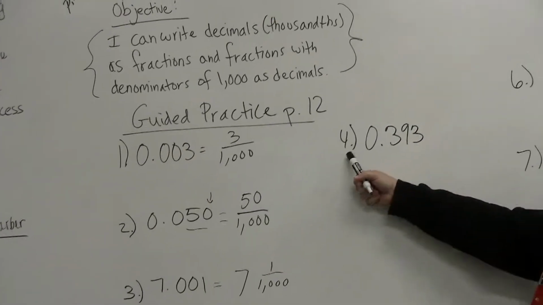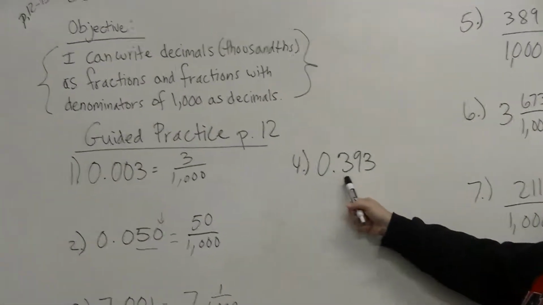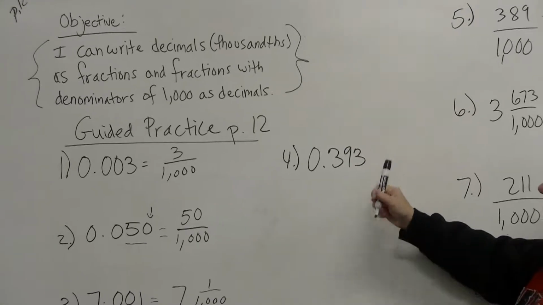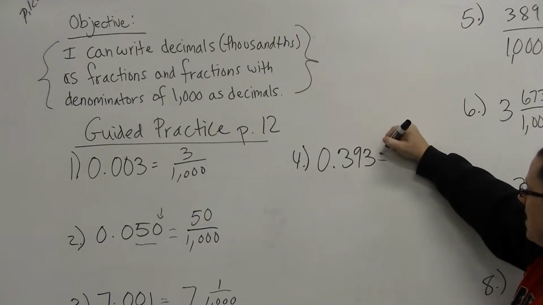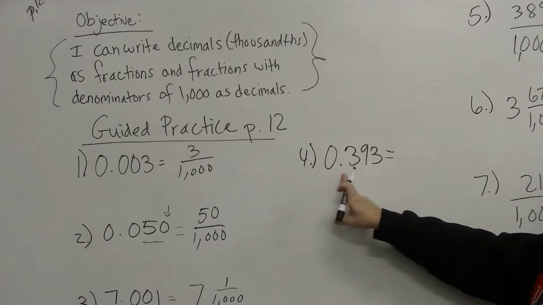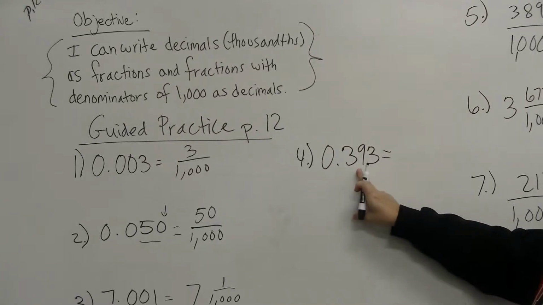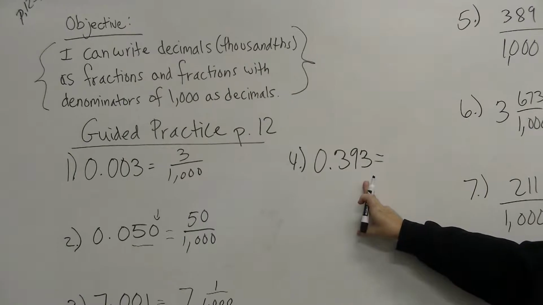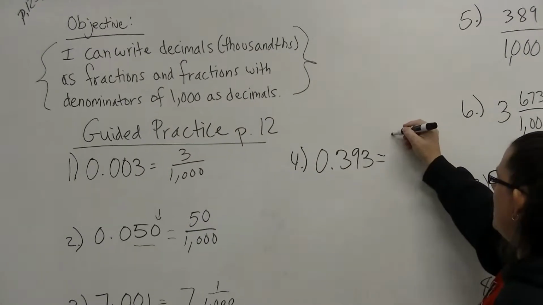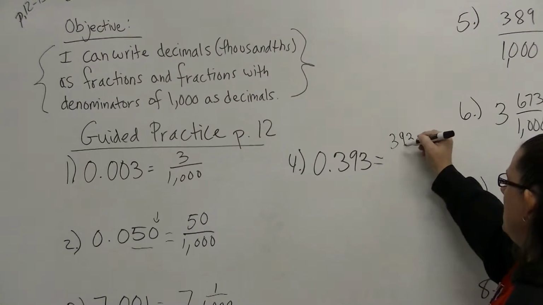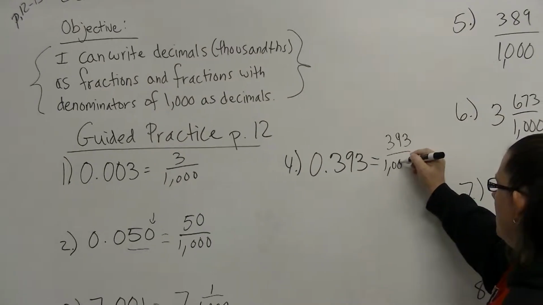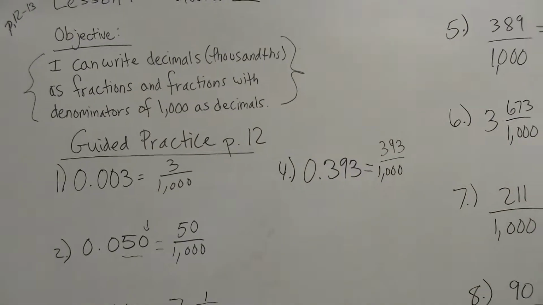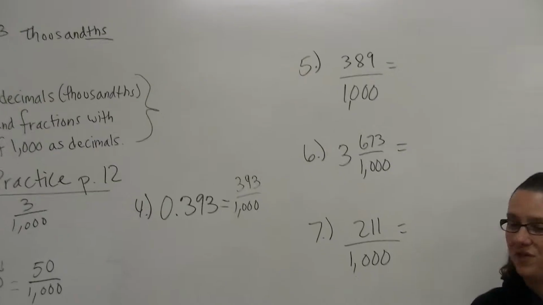All right, number 4, copy down this decimal, 0 decimal point 393. Okay, I do not see a whole number, so let's read the 3 numbers together. 393, what place is the 3 in? It's your thousands. So I have to just make a fraction then of 393 over 1,000. All right, good job. If you have questions, please put them down.